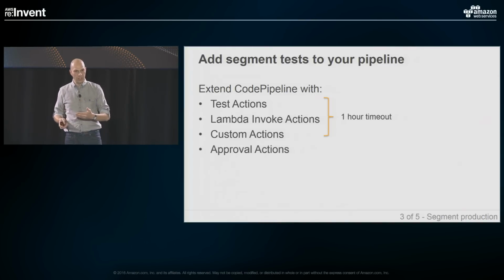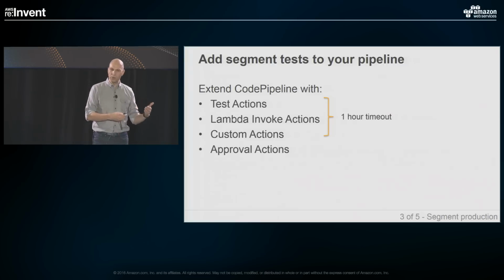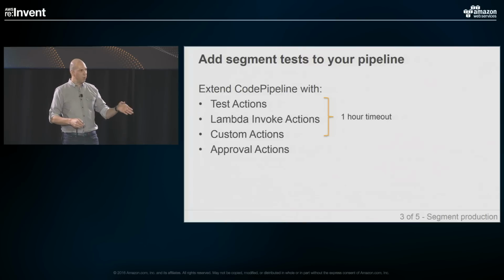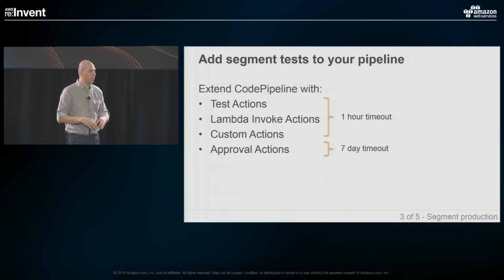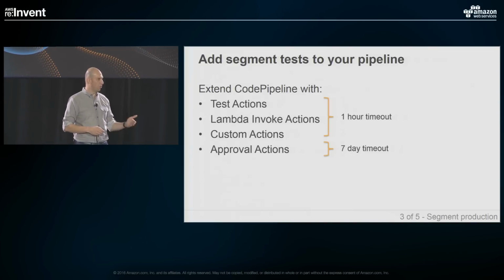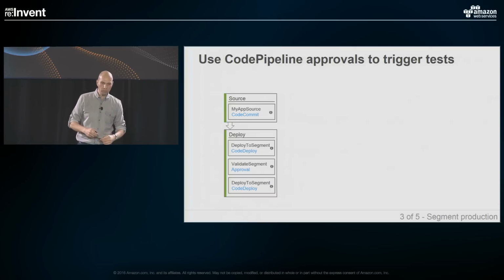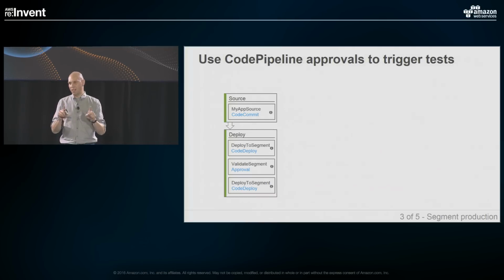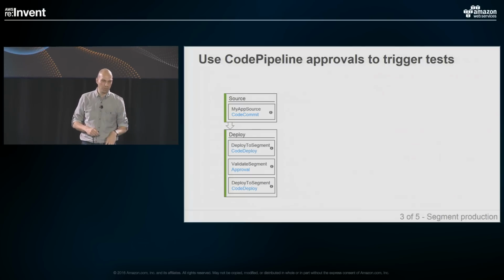So there's another approval type that we have called approval actions, and they'll wait for some sort of external stimulus to occur. And approval actions have a 7-day timeout. So they're going to give us plenty of time for us to run some sort of external check and validate whether our deployments were working or not. So I want to show you the pattern that we can use in order to use approvals as tests.